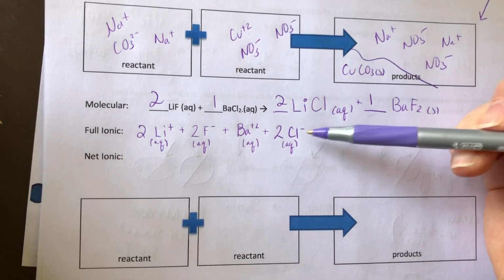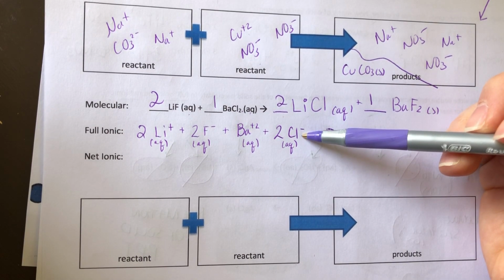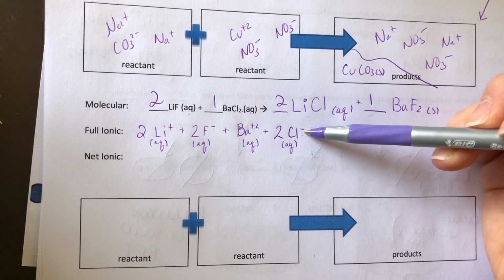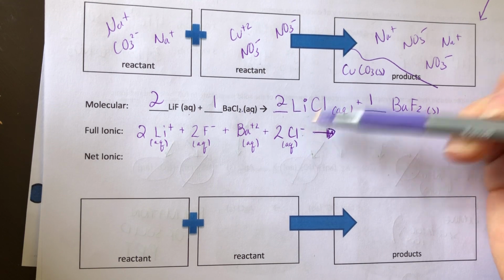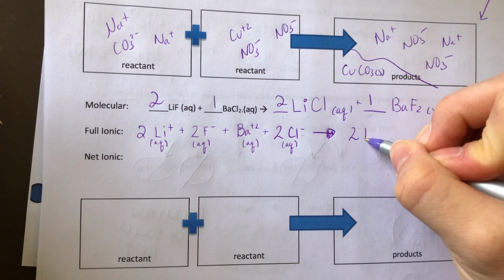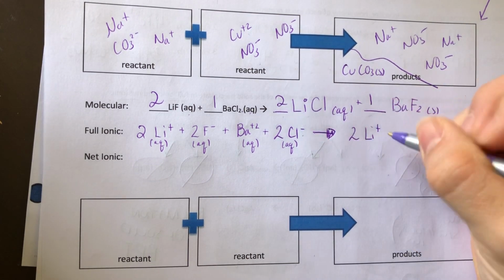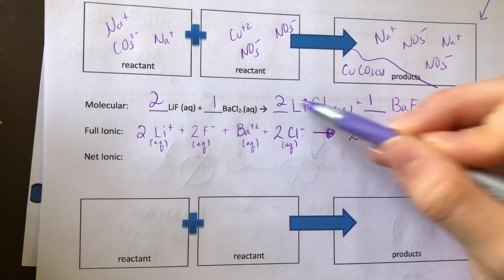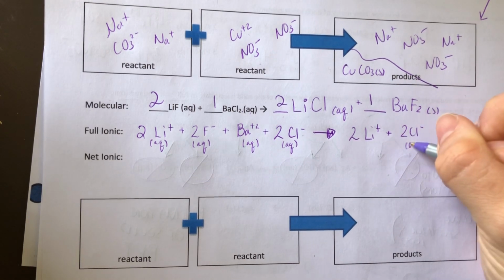Okay, some of you might notice, but hey, chlorine's by itself. Why isn't it diatomic? That's a tricky question. When they are ions, they're not diatomic. This is an ion, so it's not going to be diatomic. All right, lithium chloride, that's aqueous, so I'm going to break it up into 2 lithium ions and 2 chloride ions. Both are aqueous.